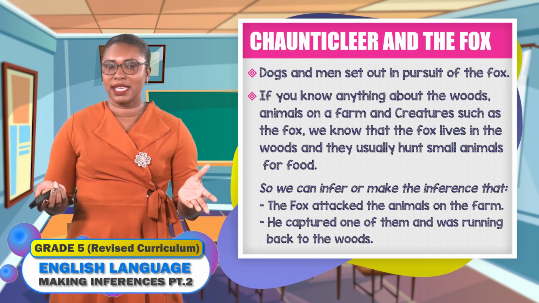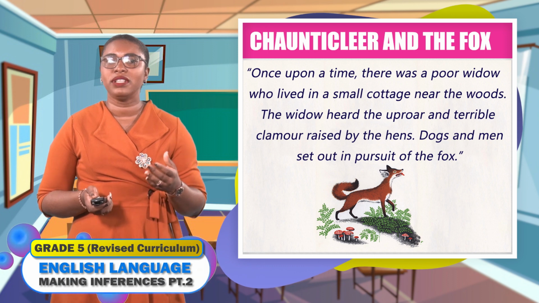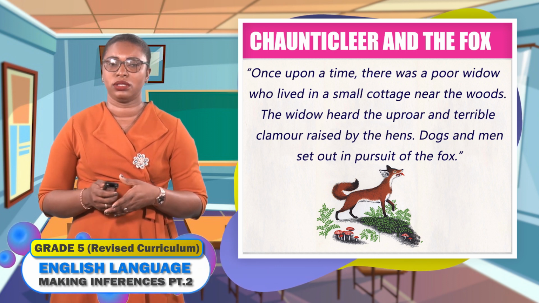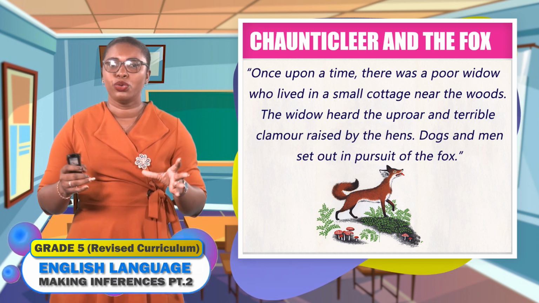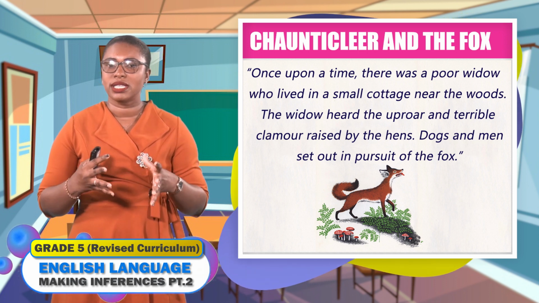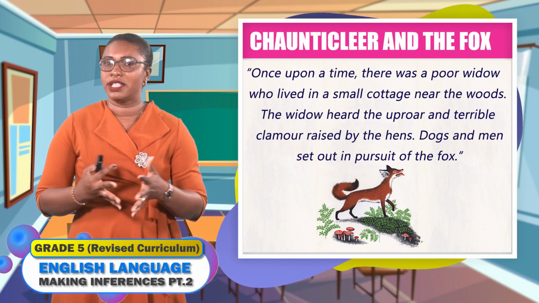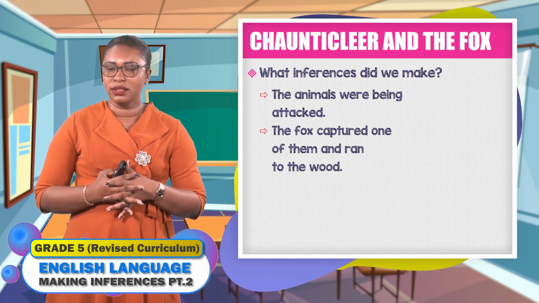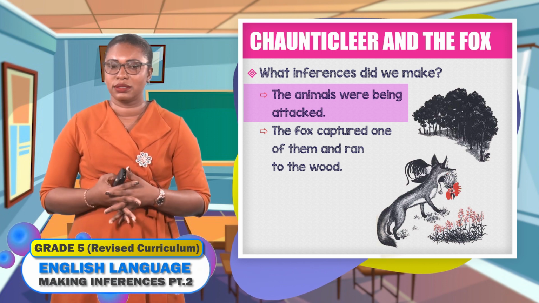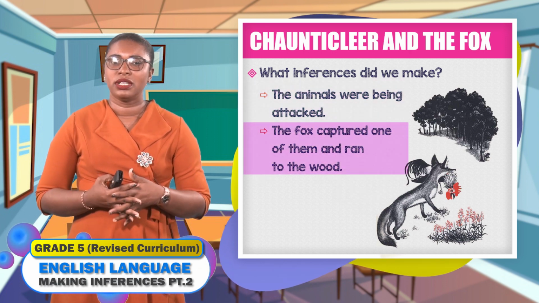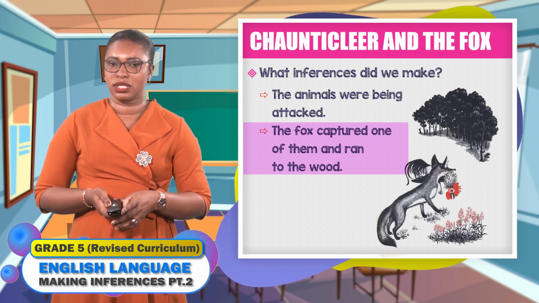Let's read our text again. Once upon a time, there was a poor widow who lived in a small cottage near the woods. The widow heard an uproar and terrible clamor raised by the hens. Dogs and men set out in pursuit of the fox. What inferences did we make? 1. The animals, or maybe one of the animals, was being attacked. We also inferred that the fox captured one of them and ran into the woods.